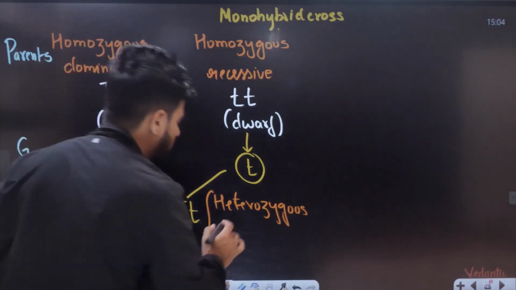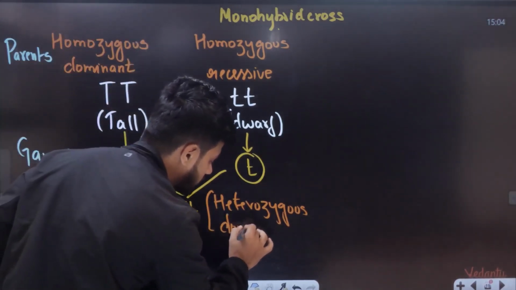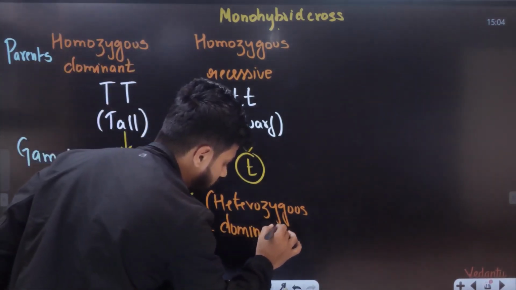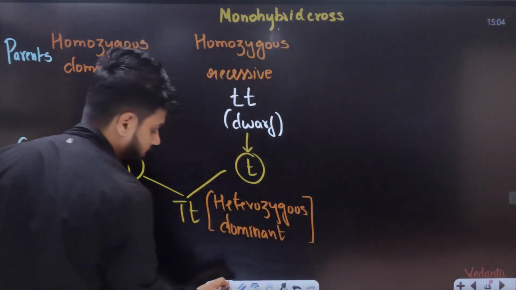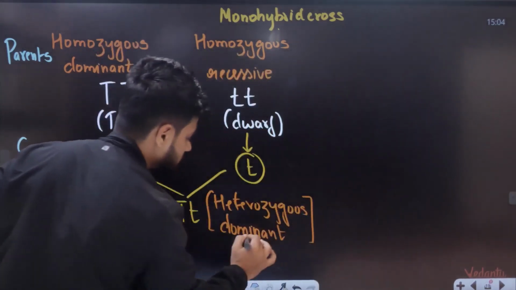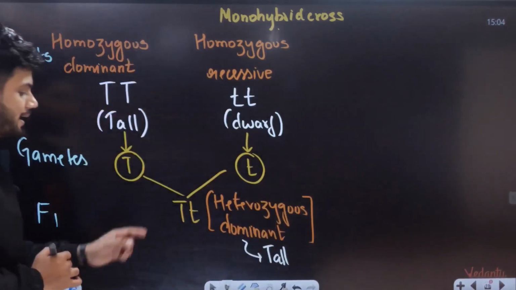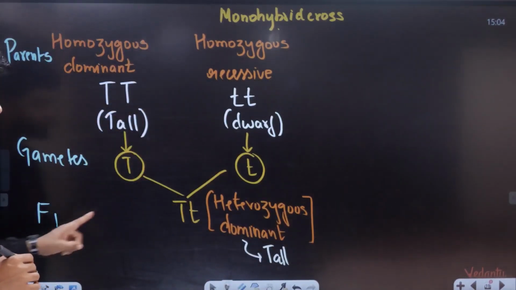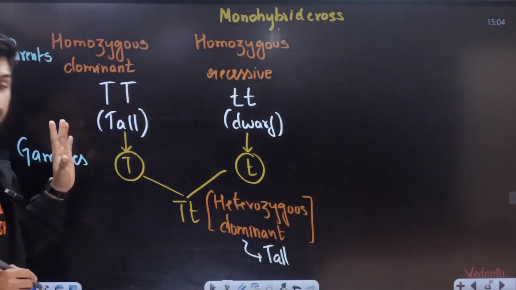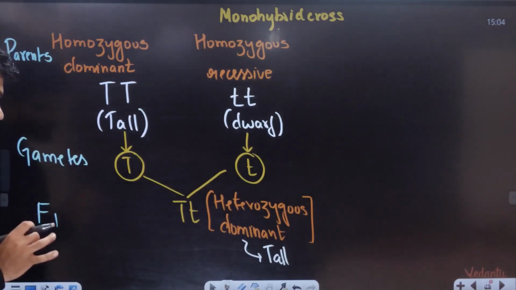Yes. So this is going to be heterozygous dominant, and the trait which is observed here is tall. This plant is going to be tall. So the F1 is going to be tall, heterozygous dominant, capital T, small t.